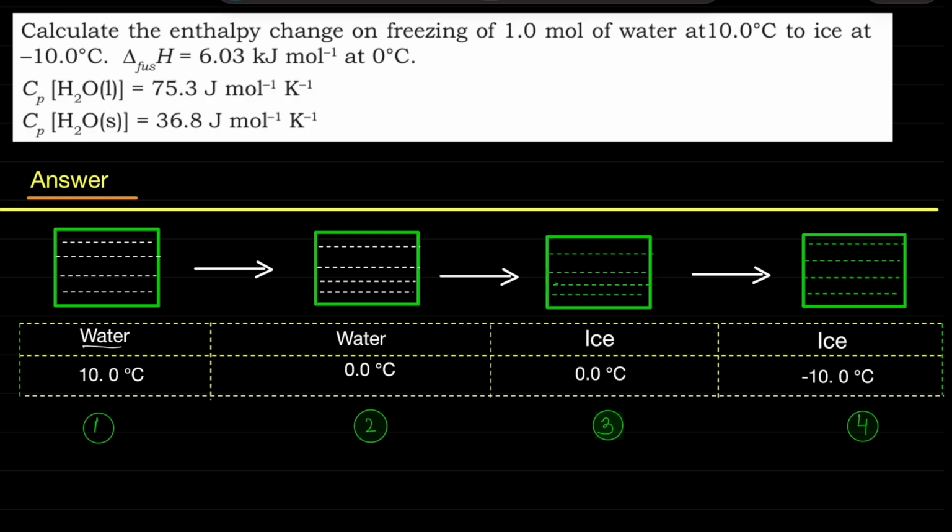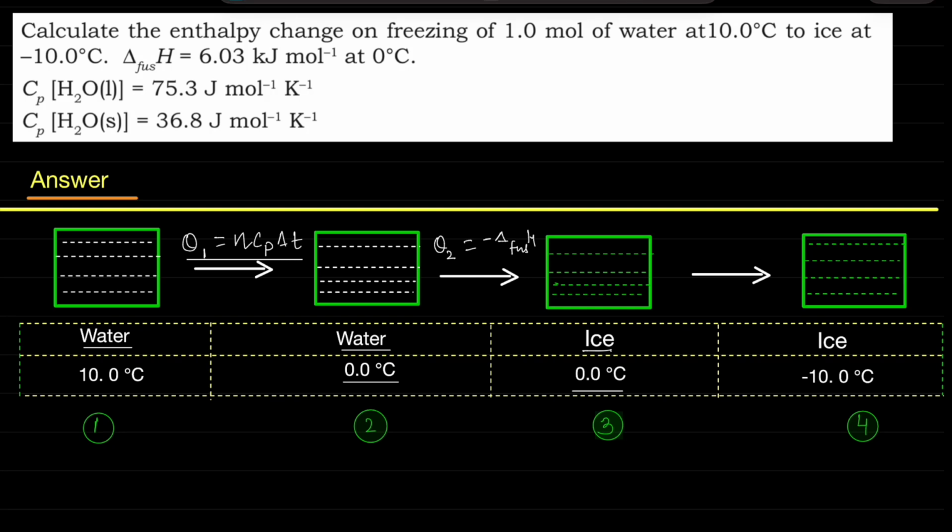So let's understand what we can do here. When the water at 10 degrees Celsius will change to water at 0 degrees Celsius, there is a certain loss of energy. We can represent it as Q1, and this Q1 we can find by using the formula n Cp delta T. This formula we are going to use here. Now when the water at 0 degrees Celsius will change to ice at 0 degrees Celsius, again heat is released. Let's consider this is Q2, and Q2 is equal to minus of delta fusion enthalpy.